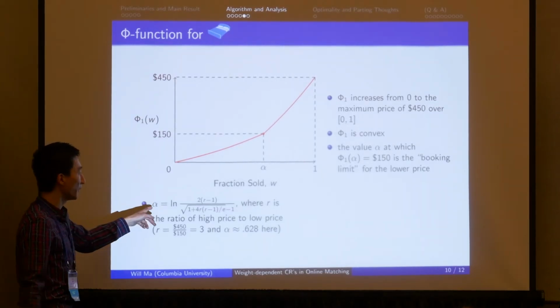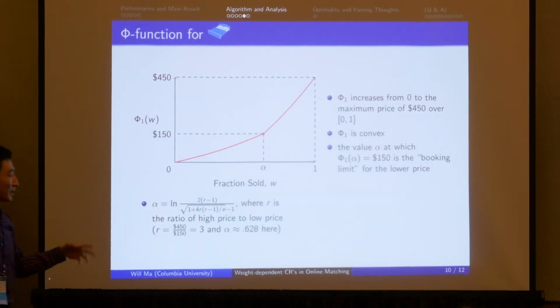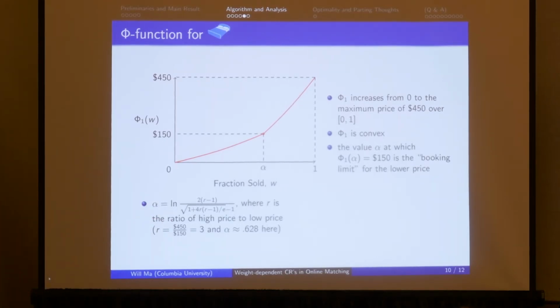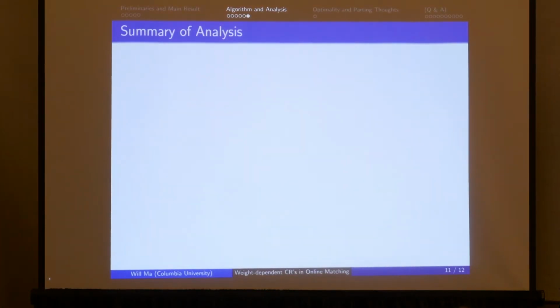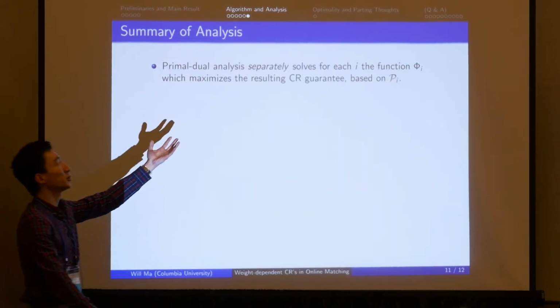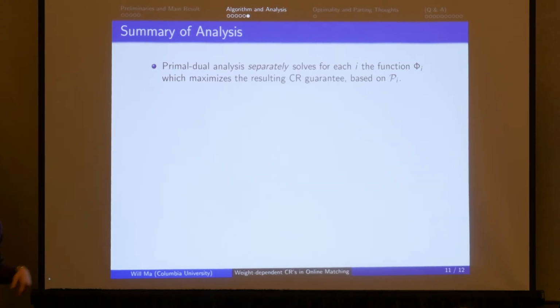The exact value of α in this setting takes this form, and it depends on the ratio from the high price to the low price. So let me explain where an expression like this would come from. In general, how the analysis works is we do a primal-dual analysis which separately solves for each item i the function φ_i which maximizes the resulting competitive ratio guarantee. So the system of equations that you write down will depend on the price π_i.